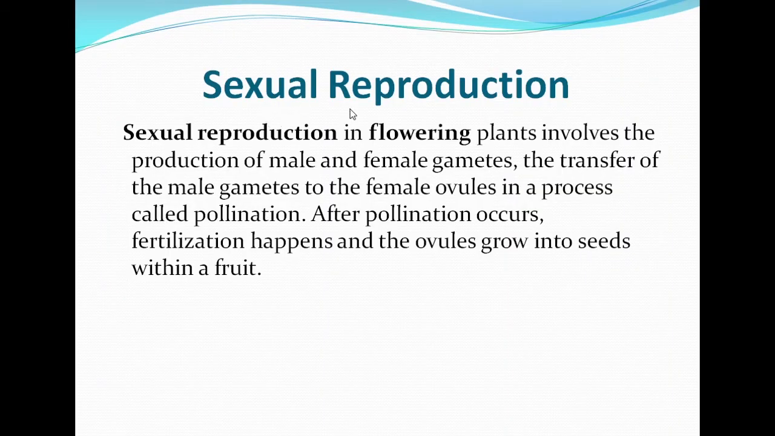Now, sexual reproduction. Sexual reproduction in flowering plants involves the production of male and female gametes, the transfer of the male gametes to the female ovules in a process called pollination. So, flower is an important organ of plant for sexual reproduction. After pollination occurs, fertilization happens and the ovule grows into seeds within a fruit.